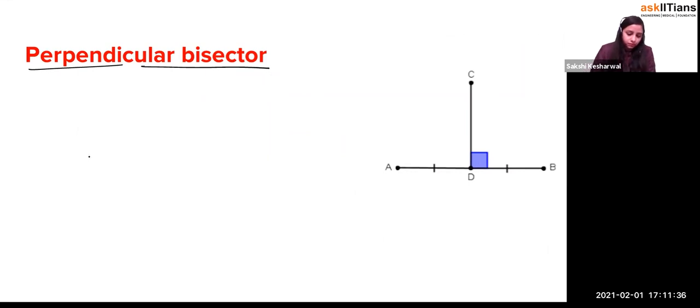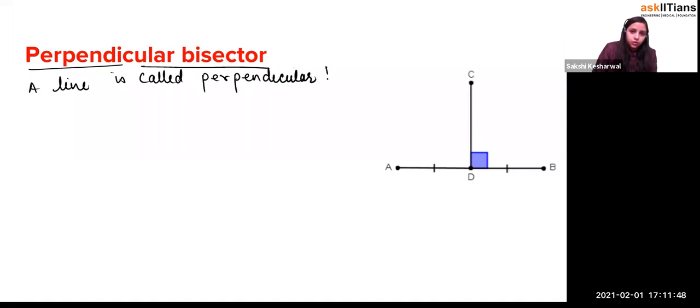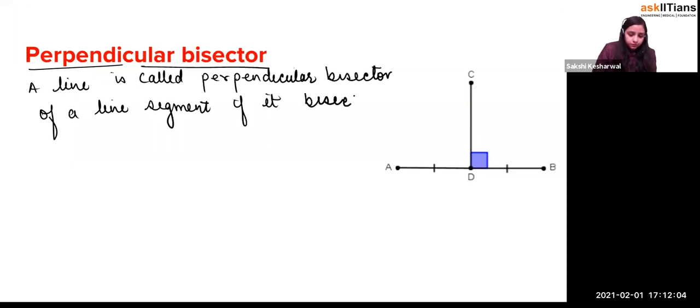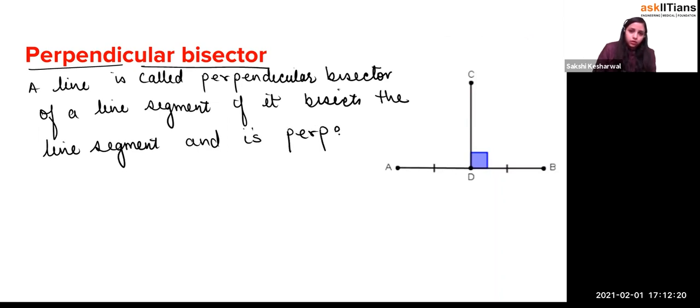So I'll write it down. A line is called perpendicular bisector of a line segment if it bisects the line segment and is perpendicular to it, right?